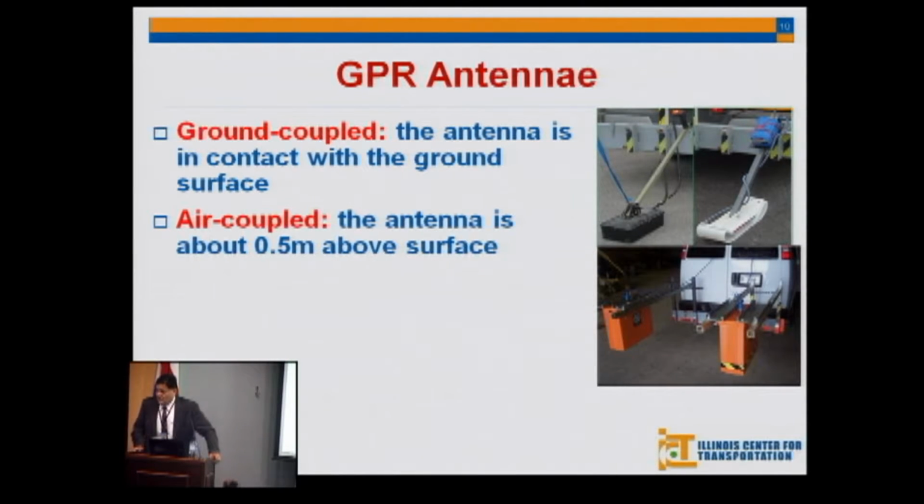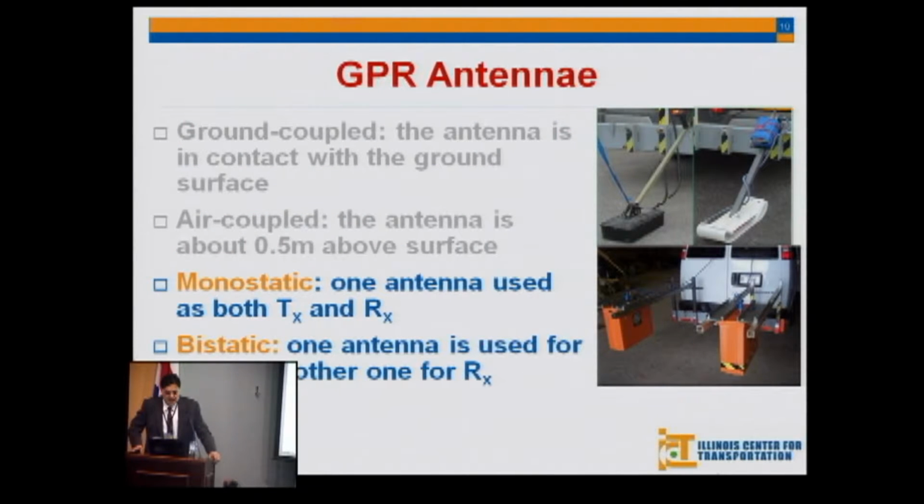The other one is the air couple, which I think is the one that you have. The air couple is one that you can put above the surface, which is the picture here. And this one usually goes 1 gigahertz, 2 gigahertz, and even a little higher than that. And we also have two types of antennas.